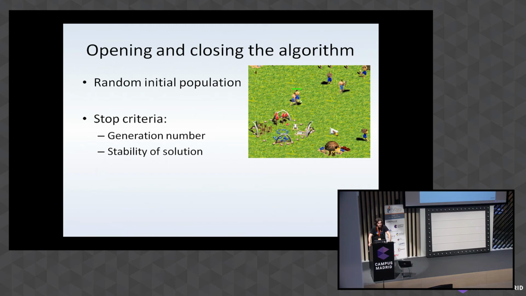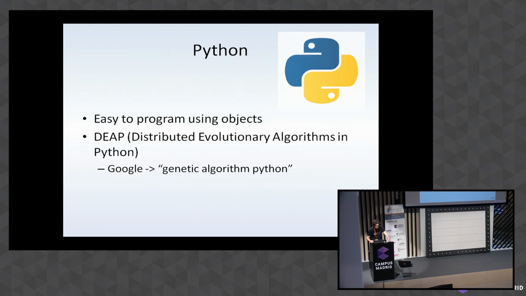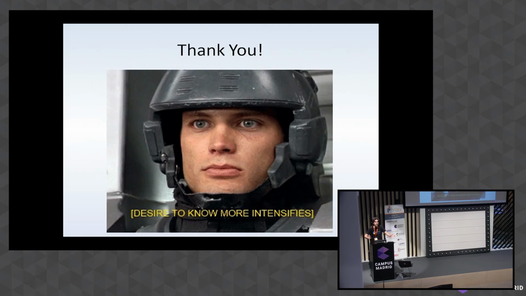For starting the algorithm, typically we can generate random strings of ones and zeros in order to get our genomes. And for stopping criteria, we can use a fixed number of generations or just check if our solution is stable. With Python, we can do it easily just by hand using objects, but we also have a very nice library called DEAP, which will appear if you Google genetic algorithm Python. So that's all. I hope you at least get some interest in this kind of algorithm because they are very fun to use. Thank you.